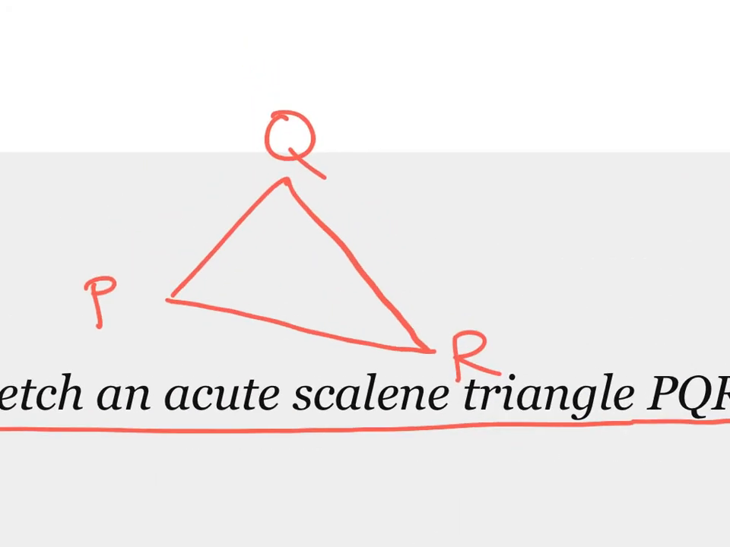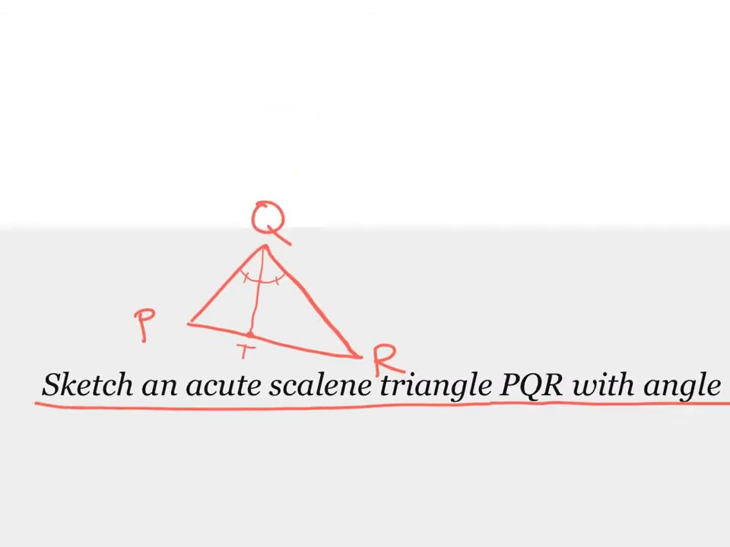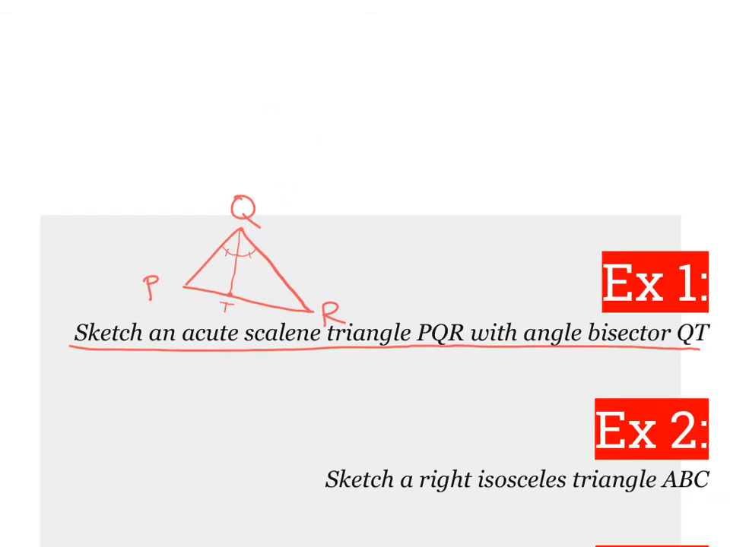And then it says there's an angle bisector QT. So from Q, I'm going to add in my angle bisector. I'm going to show it's an angle bisector by marking each half of the angle the same, and then I'm adding that point T so that it's named QT.